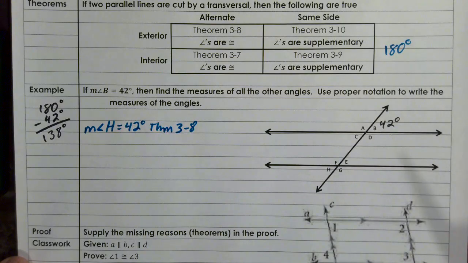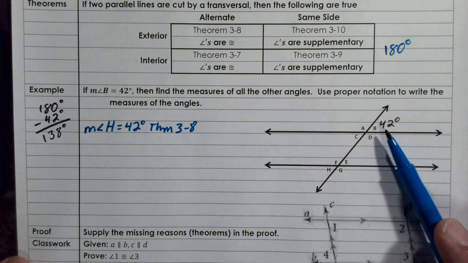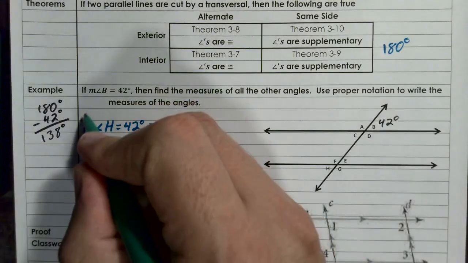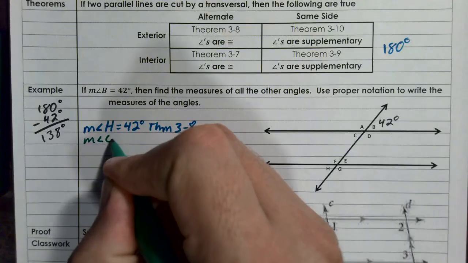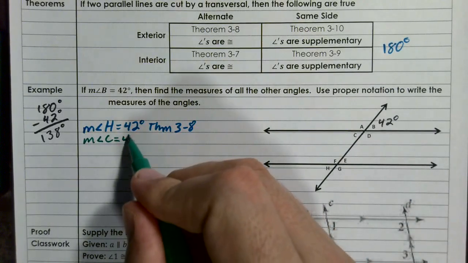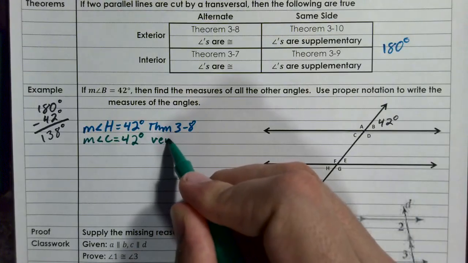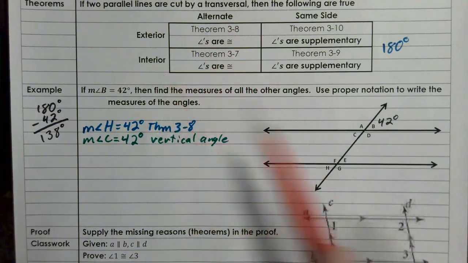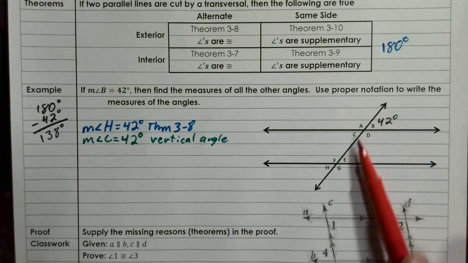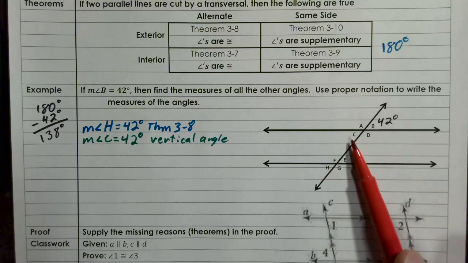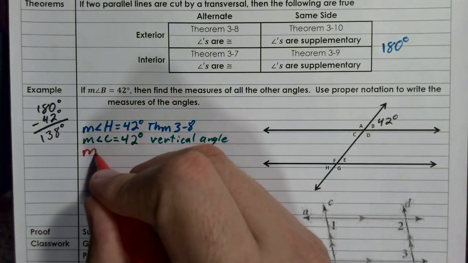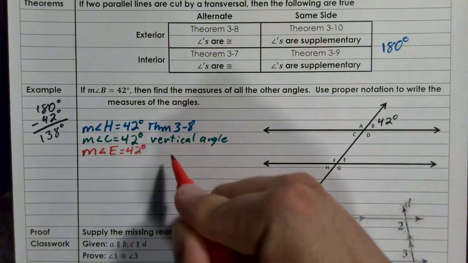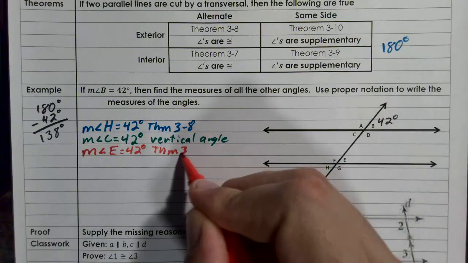3-8. If we look at the vertical angle with B, vertical angles is telling us that the measure of angle C is going to be 42 degrees as well because it's a vertical angle. Going back to our table up here, our alternate interior angles, so C and E are alternate interior angles. They're inside of our parallel lines and on alternate sides. So we can say the measure of angle E is also 42 degrees. So that's by theorem 3-7.